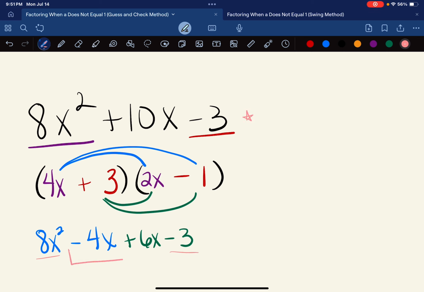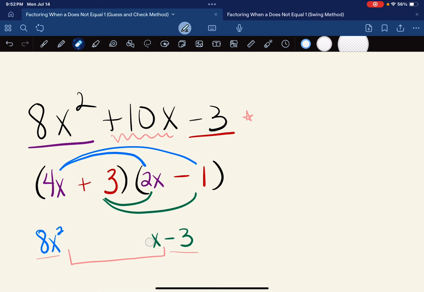But when I combine my like terms, there's no way that negative 4x plus 6x gives me this plus 10x. So I need to do some rearranging. Even if I switched the signs around, a negative 6x and a positive 4x still wouldn't work. So let me go ahead and erase these like terms, and I'm going to switch this around. I listed a 3 first and then a 1, so this time I'm going to put a 1 and then a 3. And maybe I'll leave the signs out this time and see if that helps me.